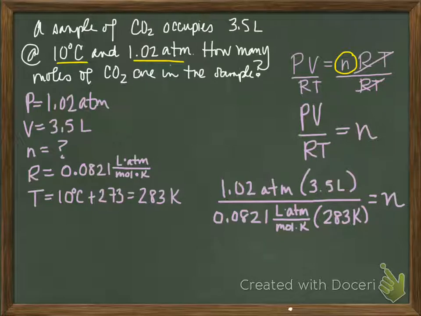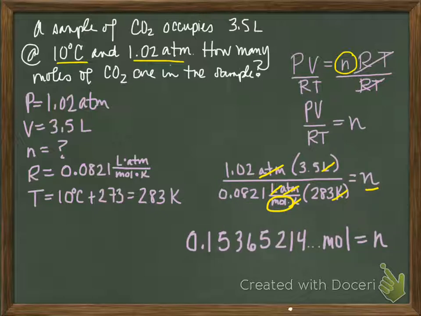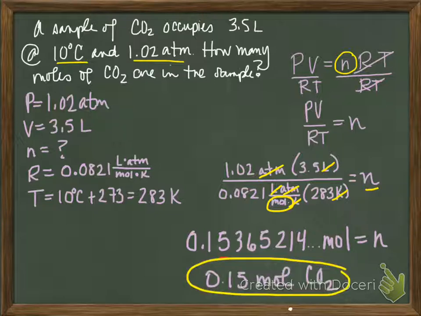What that allows me to do is ensure that all my units are canceling as expected. So, if I do a quick check, atms divided by atms, that cancels. Liters divided by liters, that cancels. Kelvins divided by kelvins, that cancels, which means I'm going to be left with moles. And hey, that's what I'm solving for. Pretty cool. Let's get a raw answer. I got a raw answer of 0.15365214 moles of, and this would be CO2. I'm limited to 2 sig figs, so I'll be keeping that and rounding based on the next digit. So my final answer is 0.15 moles of CO2.